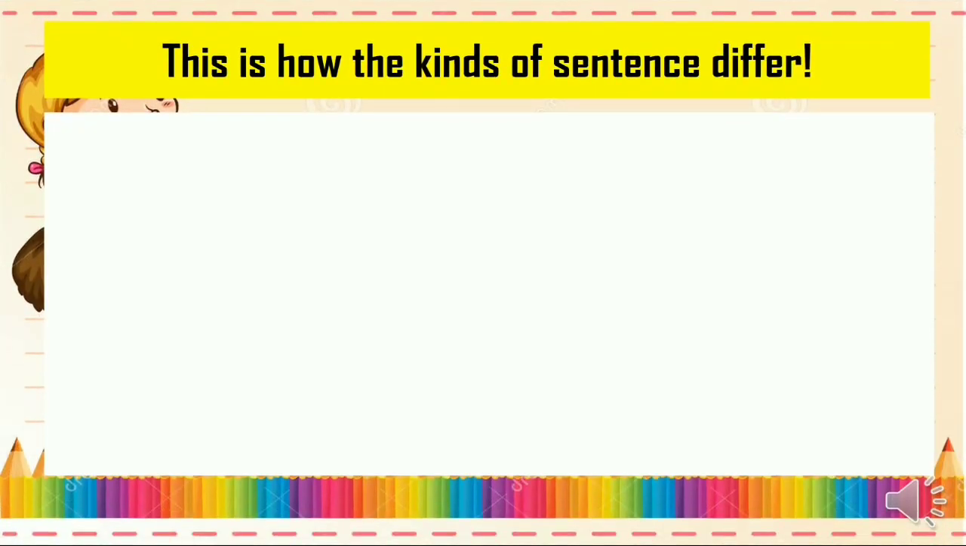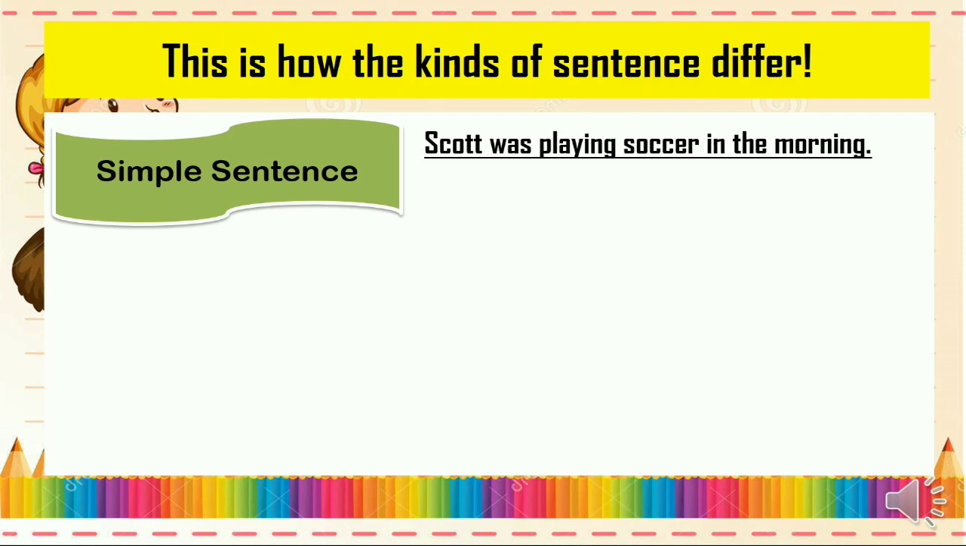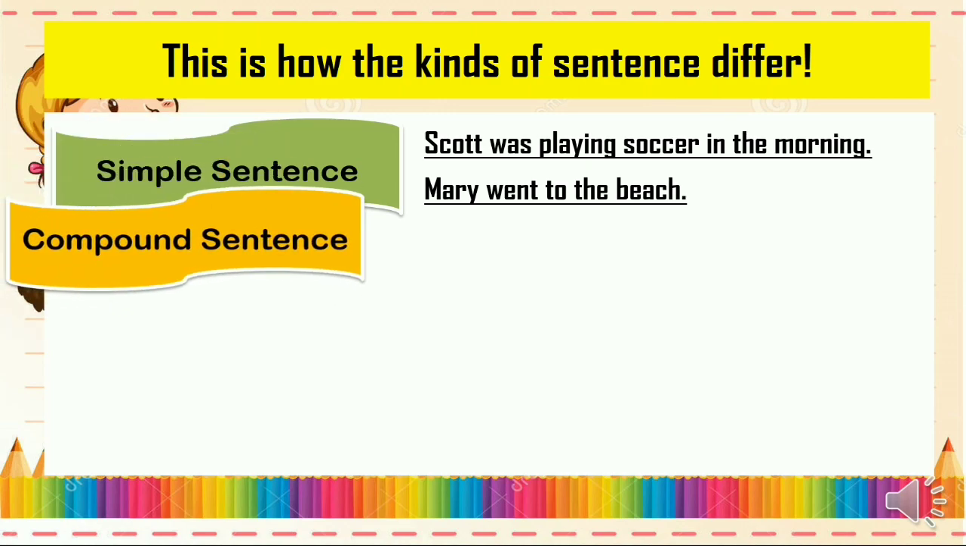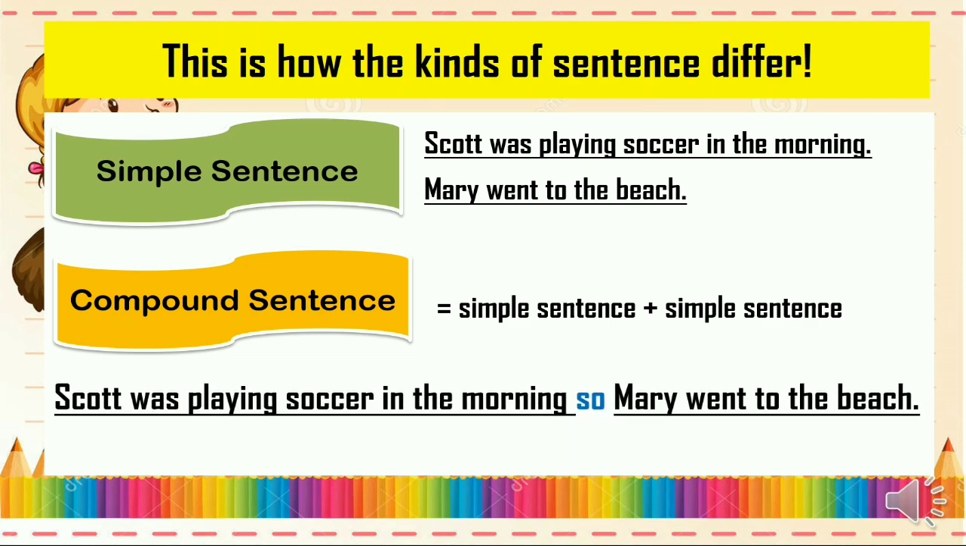Now let us know the difference between the three. The first one, the simple sentence: Scott was playing soccer in the morning. Mary went to the beach. A simple sentence expresses a complete thought or idea. Compound sentence: simple sentence plus simple sentence, or two independent clauses combined by coordinating conjunction. Scott was playing soccer in the morning, so Mary went to the beach.